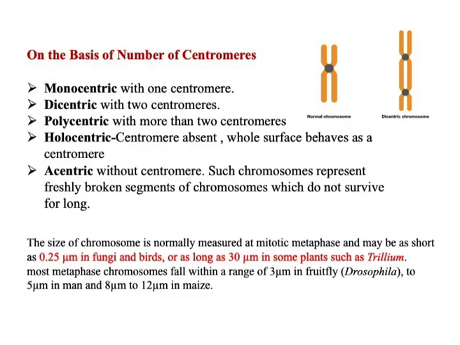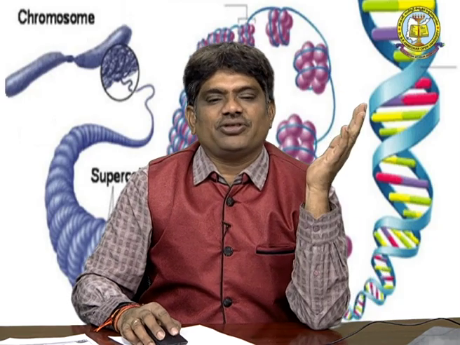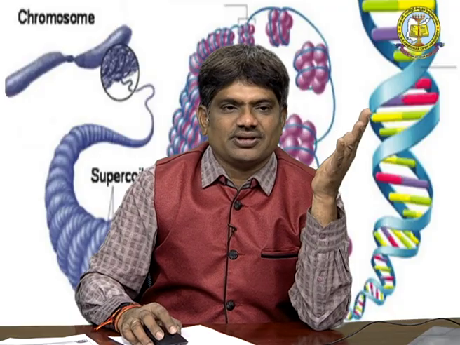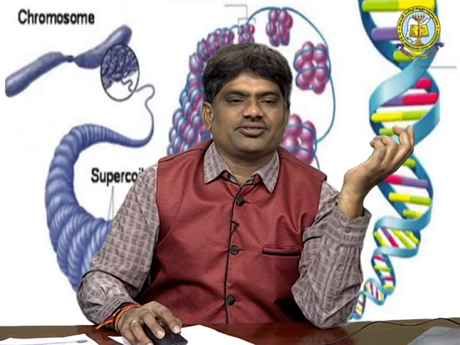Usually the chromosome size is 0.25 microns in fungi and 30 microns in plants, and Trillium has the largest chromosome size. Trillium is very important in competitive exams. In metaphase we can see the largest chromosome size, and also in Drosophila. In maize it is 12 microns, and in human beings 10 microns.